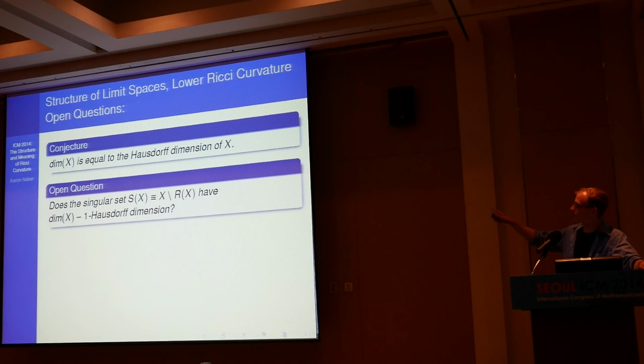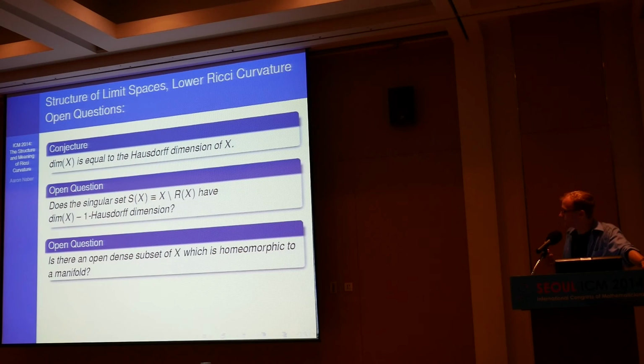And in terms of more general structure of these metric spaces, what you'd really like to say is the following. So we've got this k-rectifiable subset, but what about more topological information? For instance, is there an open dense subset of X which is homeomorphic to a manifold? This seems very reasonable. It's known for non-collapsed limits, in fact, so where the volume of the ball of radius 1 around your center points doesn't go to 0, but it's not known in general. This is a hard problem.